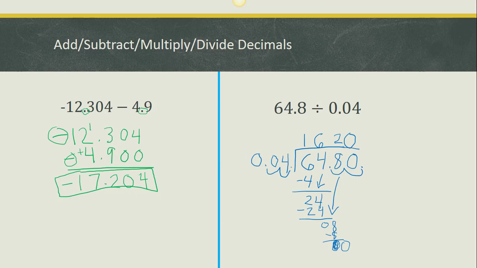That's the end of the problem because the decimal is right here. It would come straight up in your answer. So your final answer would be 1,620.